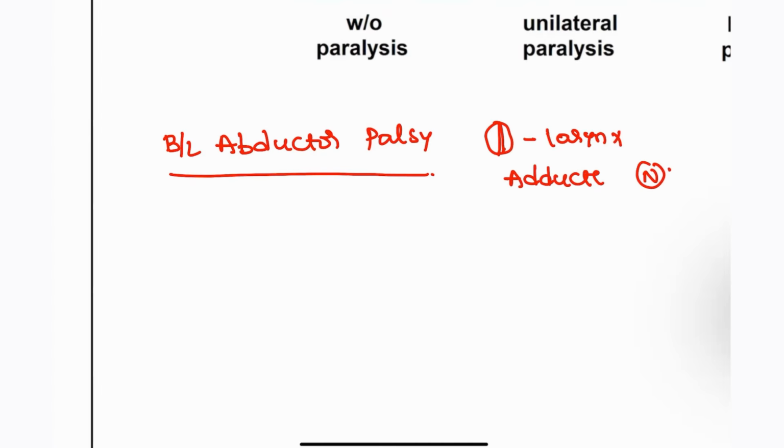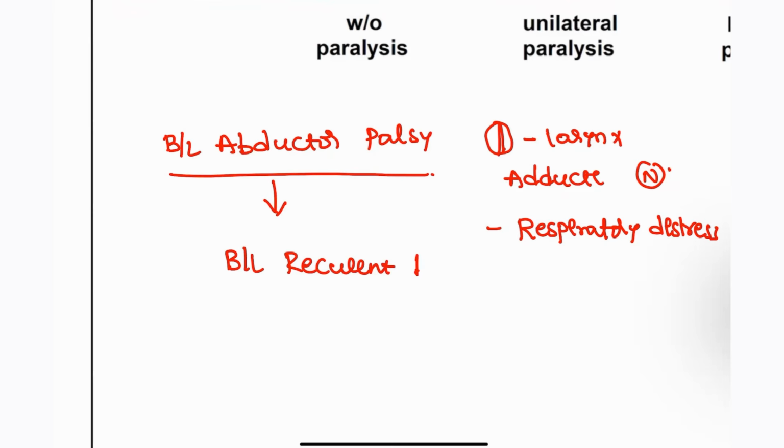So what are the symptoms that are going to be presented in this patient? There will be respiratory distress, right? If the cords cannot be opened, the patient will have respiratory distress. What is the most common nerve that is involved in this patient, guys? The nerve that is involved here is the bilateral recurrent laryngeal nerve.